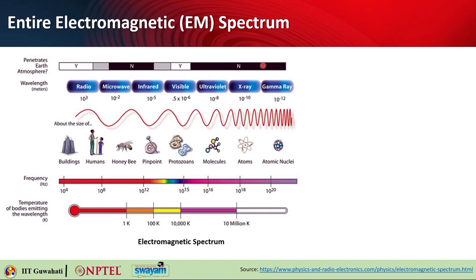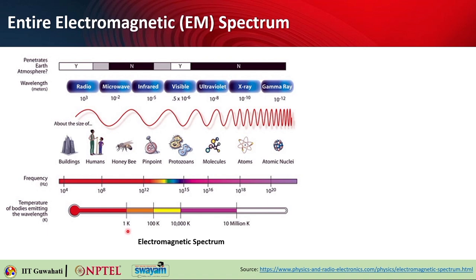Now the top part of the figure also tells which rays are able to penetrate Earth's atmosphere. Yes means it is able to penetrate, no means it is not able to penetrate. When it is not able to penetrate Earth's atmosphere, it means it is getting absorbed in the atmosphere. And the bottommost one shows the temperature of the black bodies that are able to radiate. So what temperature of the black body will give off radiation in a particular frequency range, you can see here.